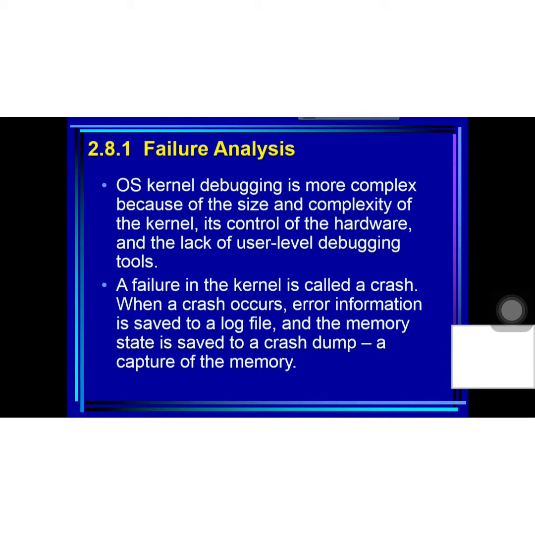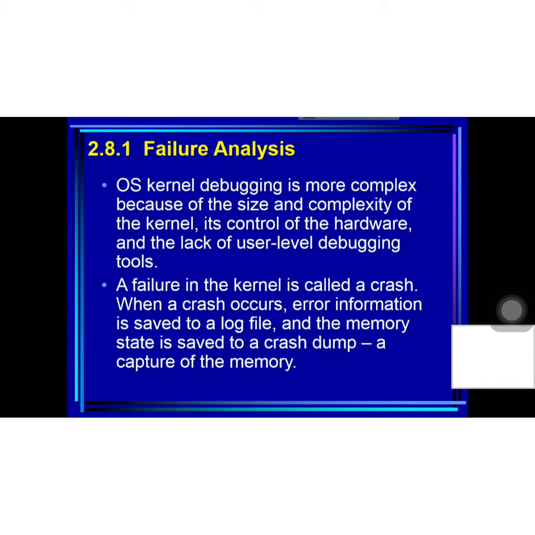Running programs and core dumps can be probed by a debugger, which allows a programmer to explore the code and the memory of a process. Debugging user-level process code is challenging. Operating system kernel debugging is even more complex because of the size and the complexity of the kernel, its control of the hardware, and the lack of user-level debugging tools.